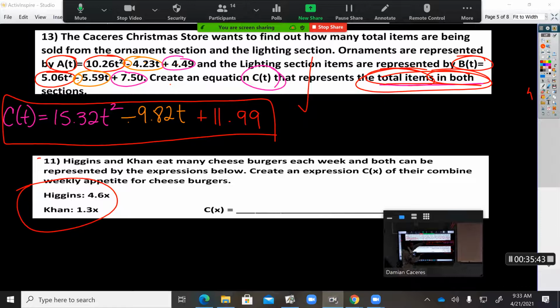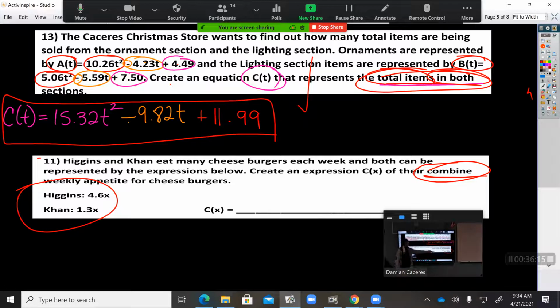Word problems, the longer the word problem is, the more information it gives you, the easier it becomes. You understand? If I got less words, I would know less. So here we have Higgins and Khan eat many cheeseburgers each week, and both can be represented by the expressions below. Create an expression, C of x, of their combined weekly appetite for cheeseburgers. Combined. When you combine something, do you subtract it? Do you divide it? Do you multiply it? Of course not. You add them.